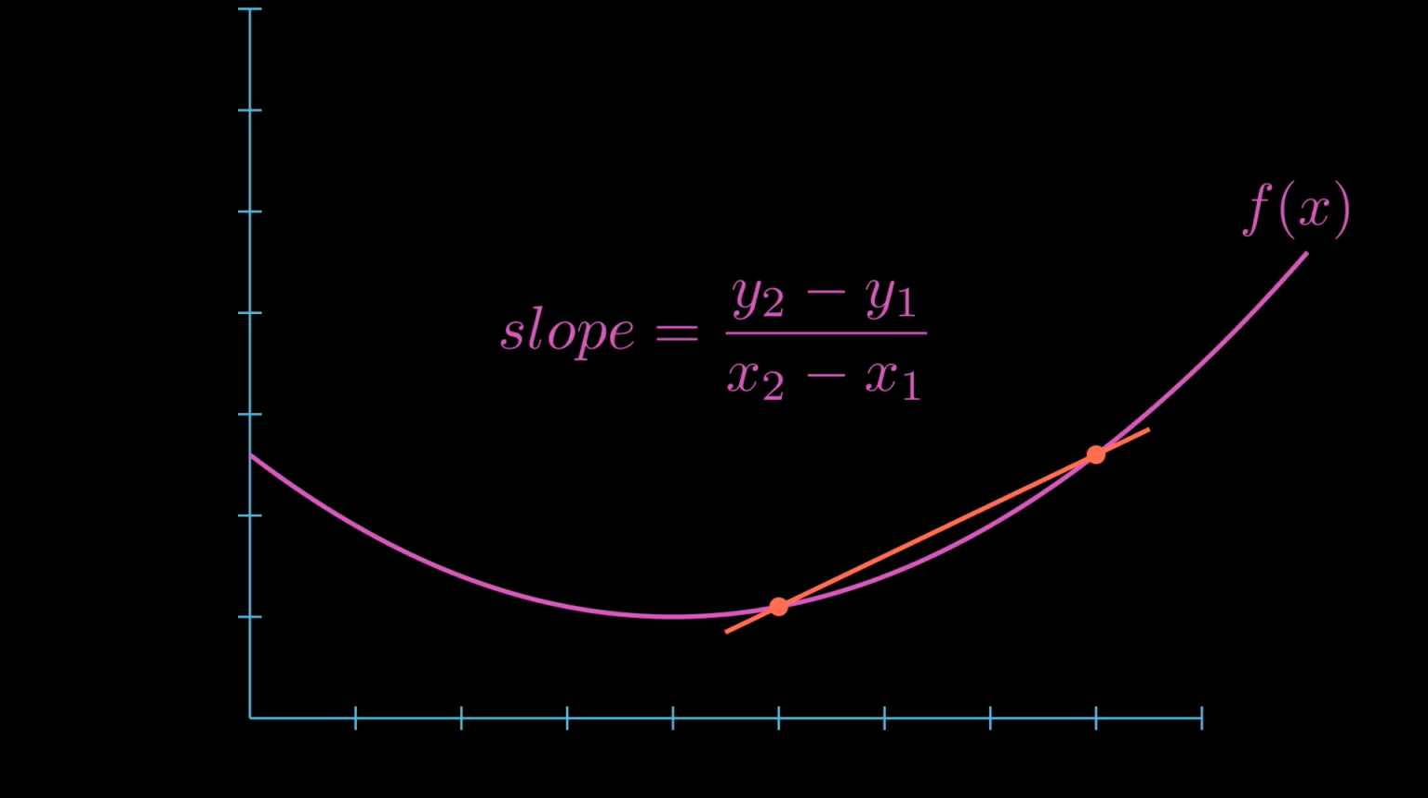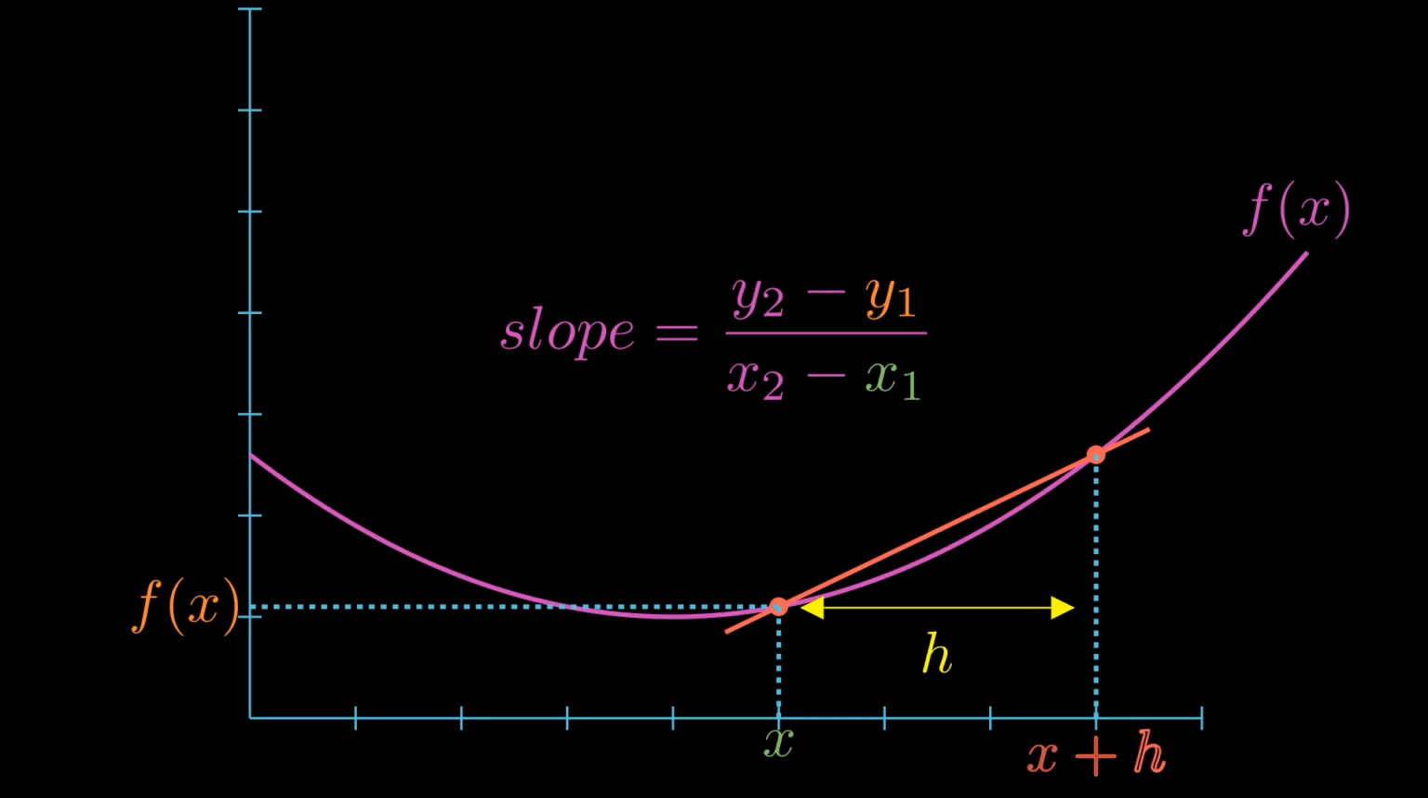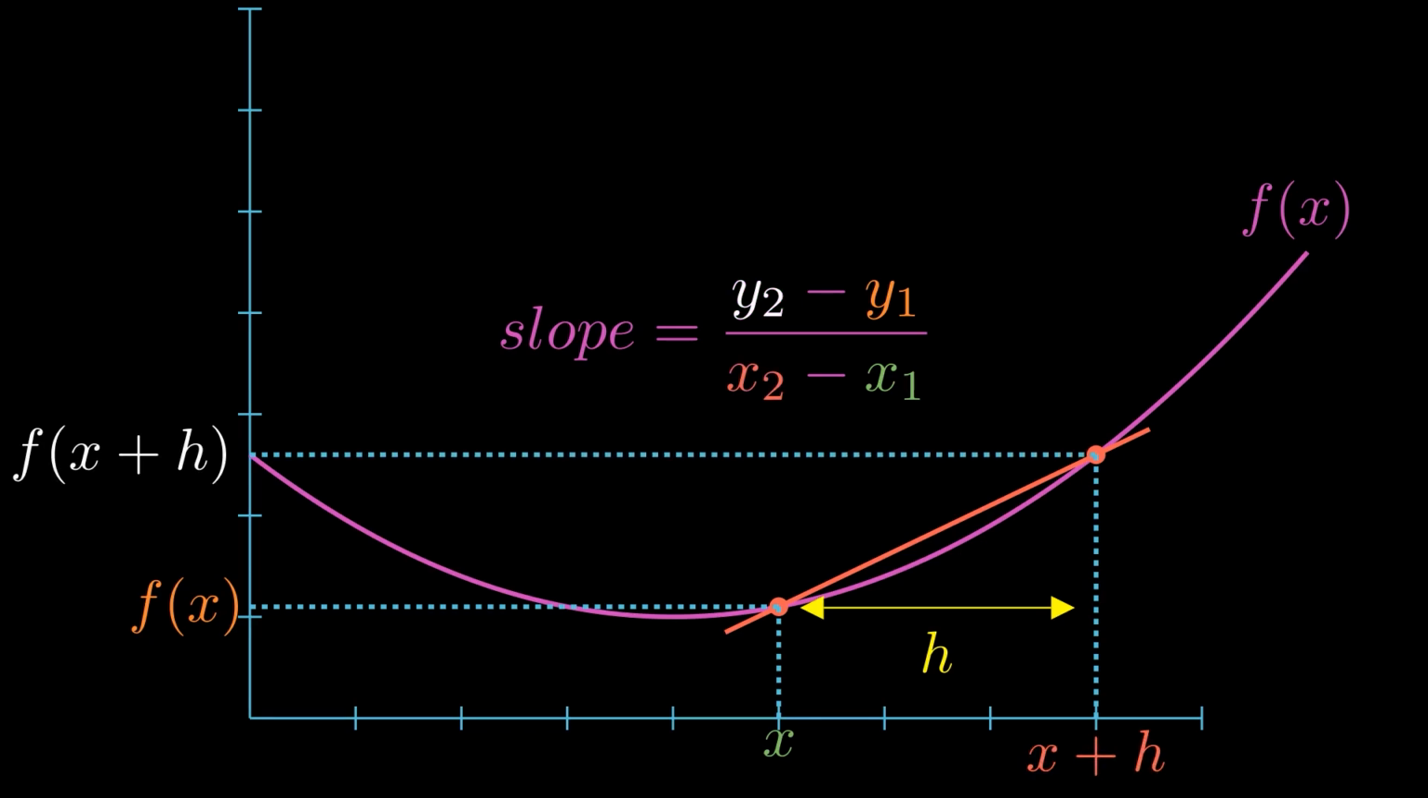Let's figure out what these values are. First, we call the x value of the first point x. Its y value will then be f of x. Let's call the distance between the points h. Then the second point has an x value of x plus h and y value of f of x plus h. Now we can plug the values into the slope formula.